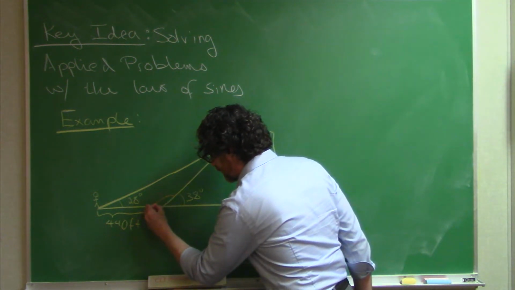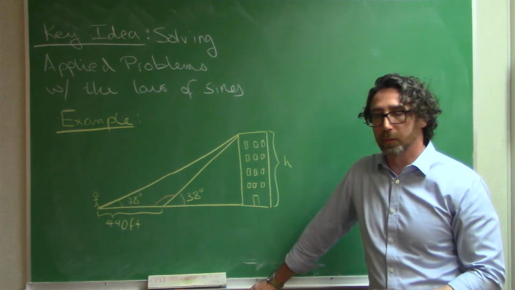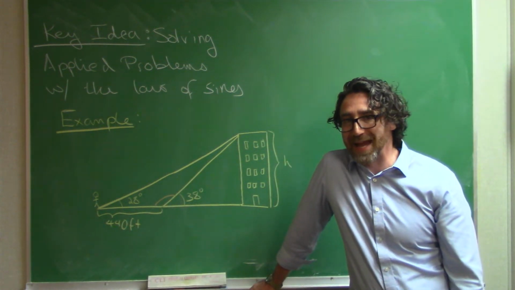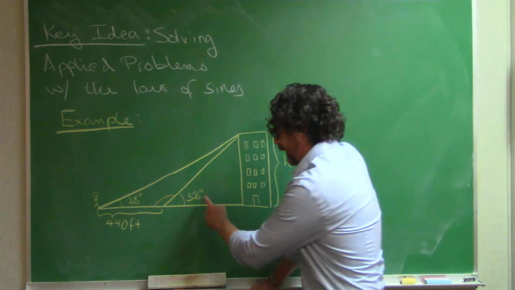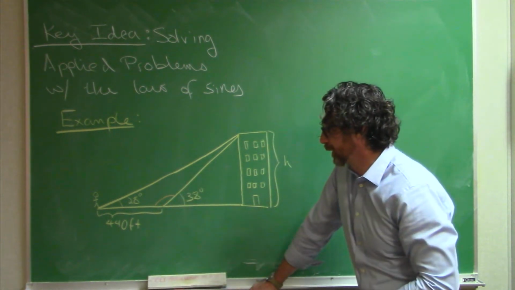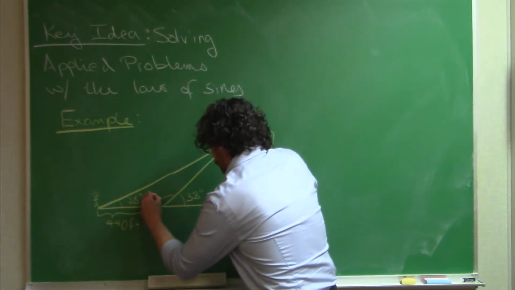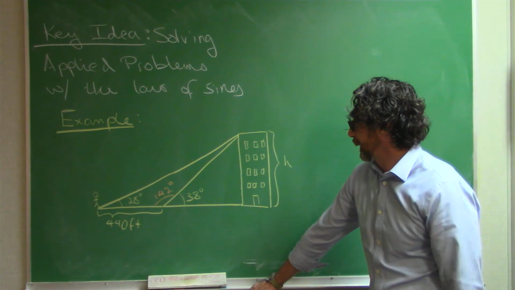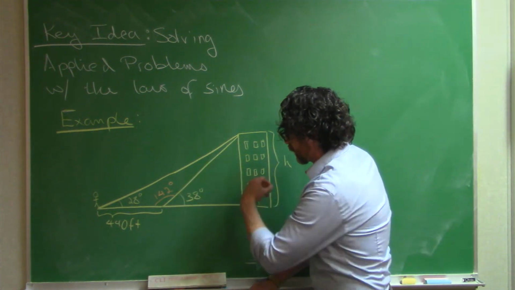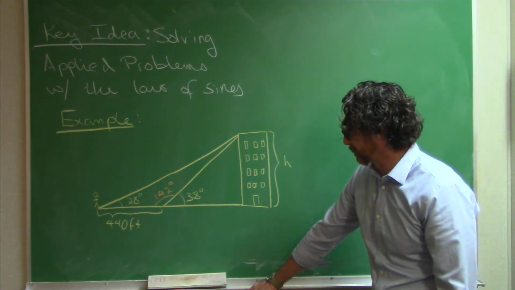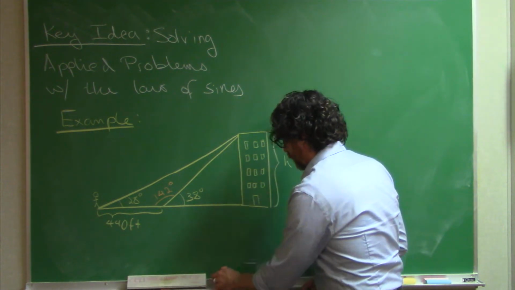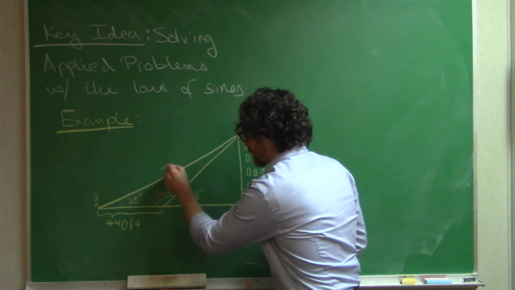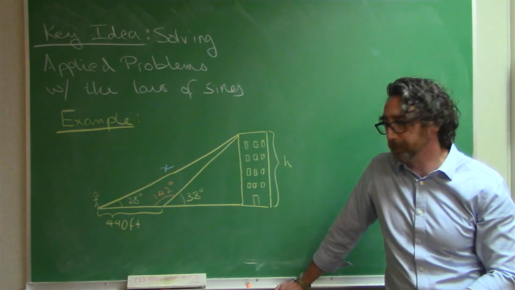we do know this angle. Okay, these two angles have to be supplementary. They have to add up to 180. So if this angle is 38, then we know this angle is 142. Okay, and then we do know this angle, but I don't think we really need that. Okay, so what I'm going to do is I'm going to find this distance as kind of an intermediate step.